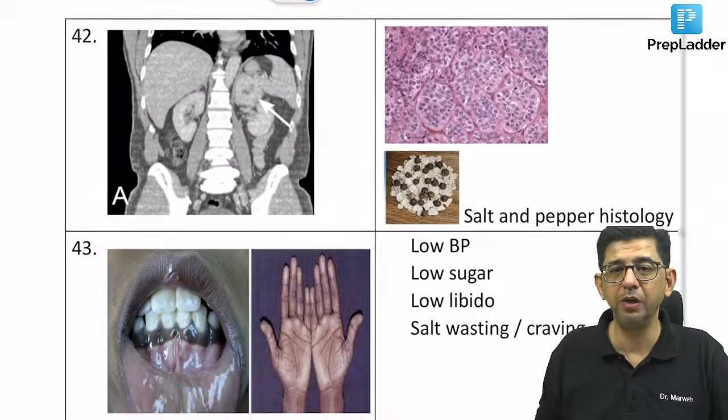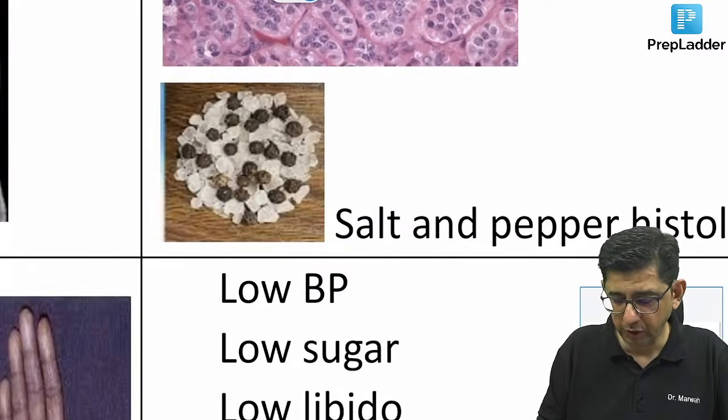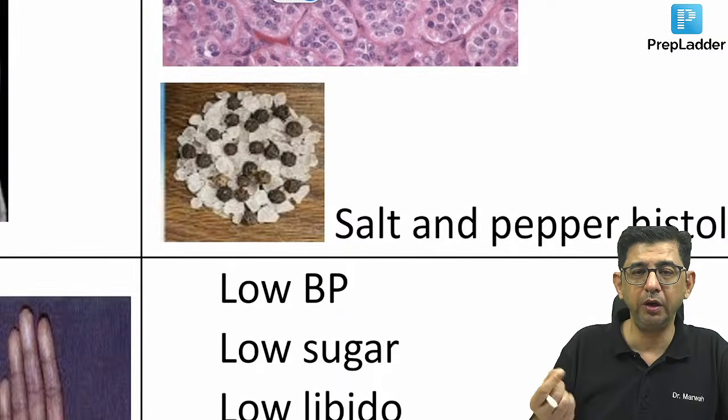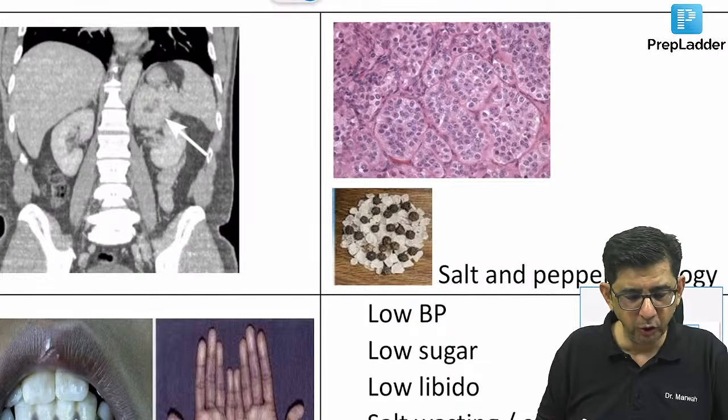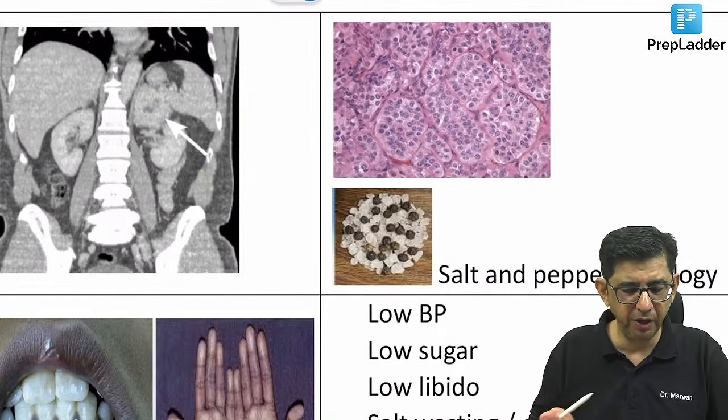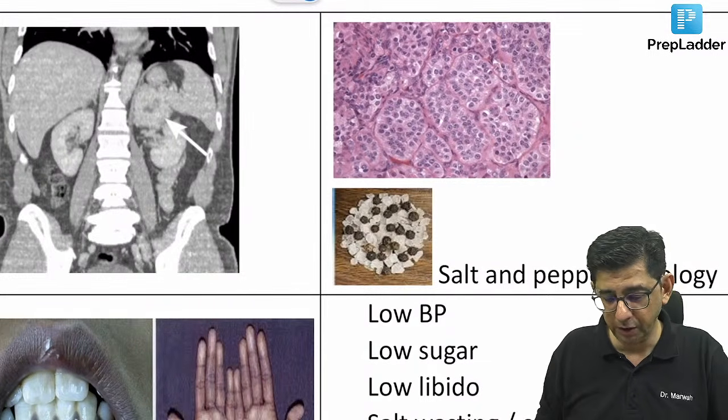So salt and pepper histology is what I mentioned. You take that pepper balls and the granular salt, and you can see that very characteristic pattern for a tumor that I don't need to say. I'm waiting for you guys to comment. Yes, guys, quickly, let me know.